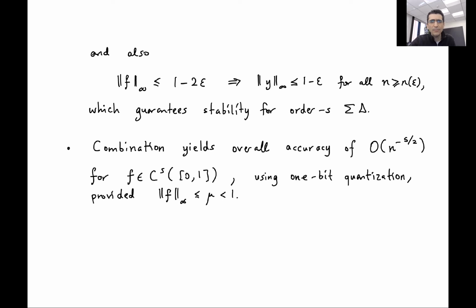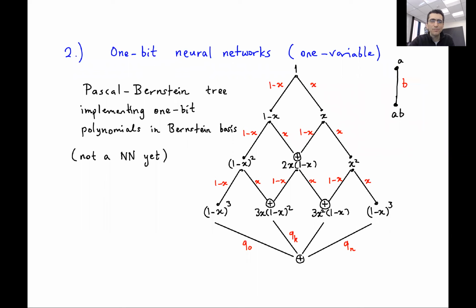Okay, so that's approximating with one-bit polynomials. Now, I also advertise one-bit neural networks. So how does that work? This is not exactly a neural network yet. It's a pseudo network, so far in one variable. Nobody should care about a neural network on R, but let's just do it because everything extends to multivariate. So this takes advantage of what we call the Pascal-Bernstein tree.